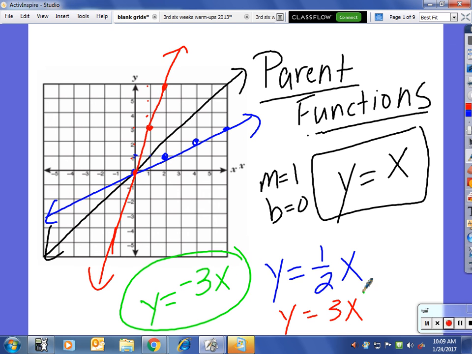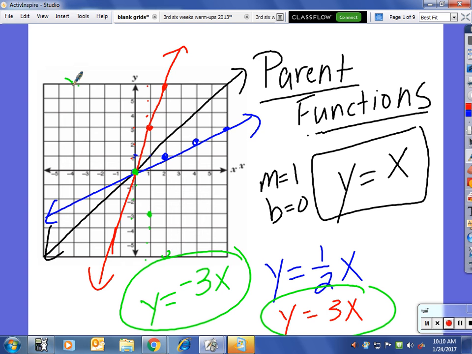How would this steepness compare with this steepness? The exact same steepness. What's the only thing different? The direction. Okay, so back to the parent, though. It's still got a y-intercept of 0. This time you're going down 3 and over 1.